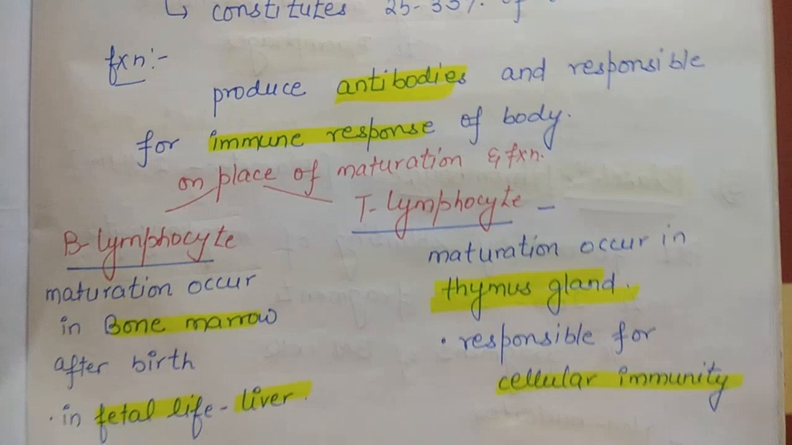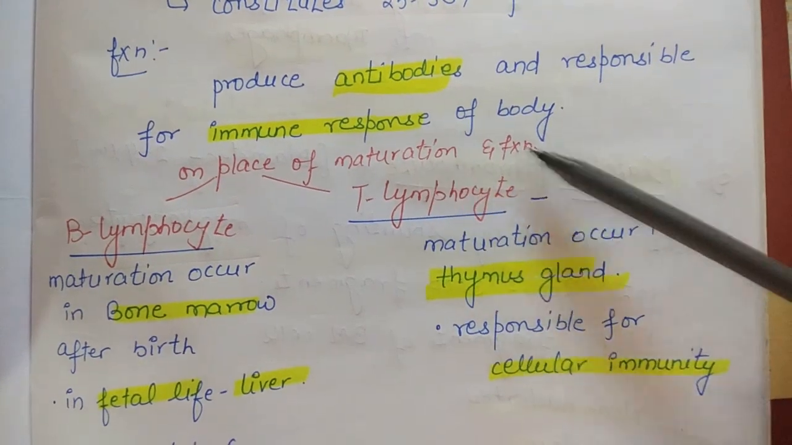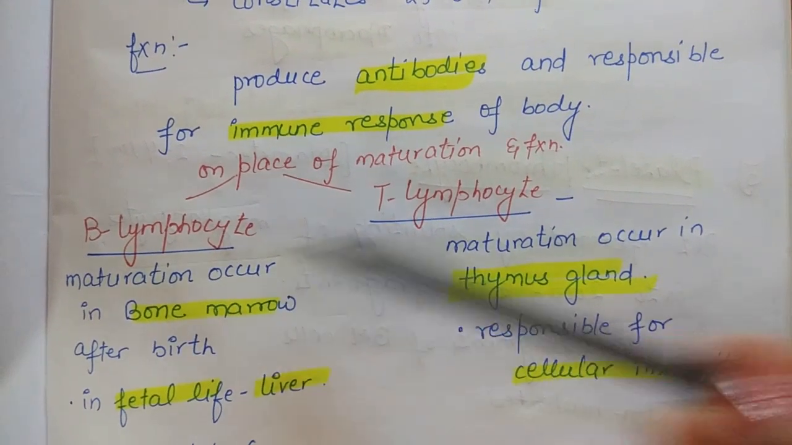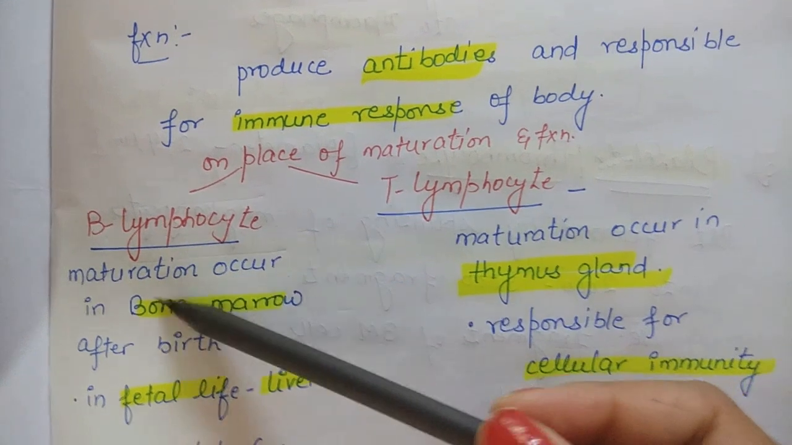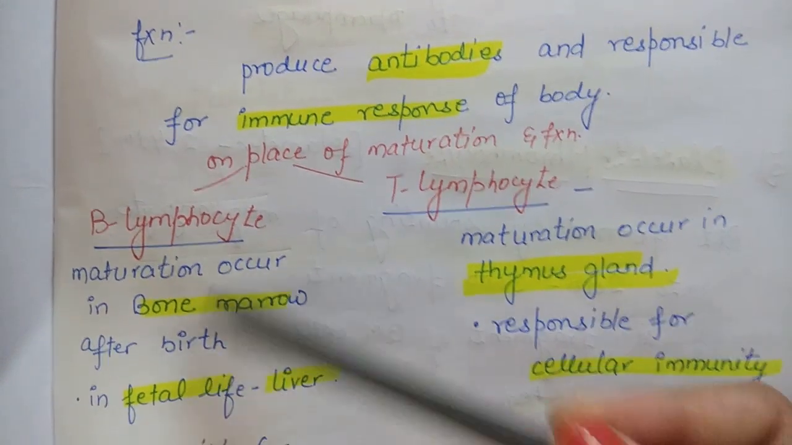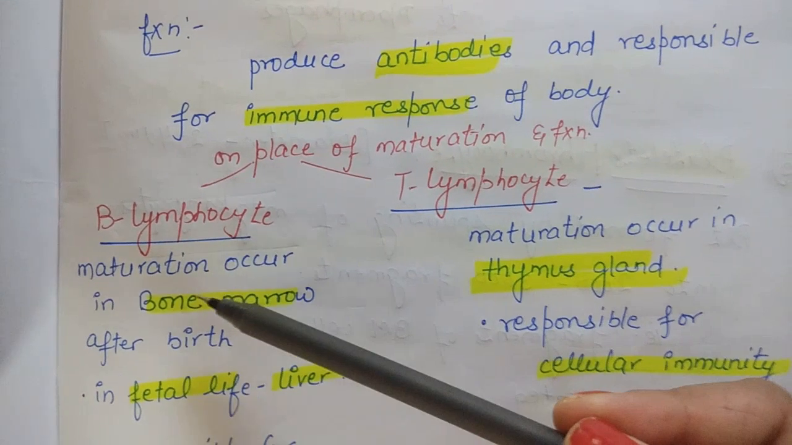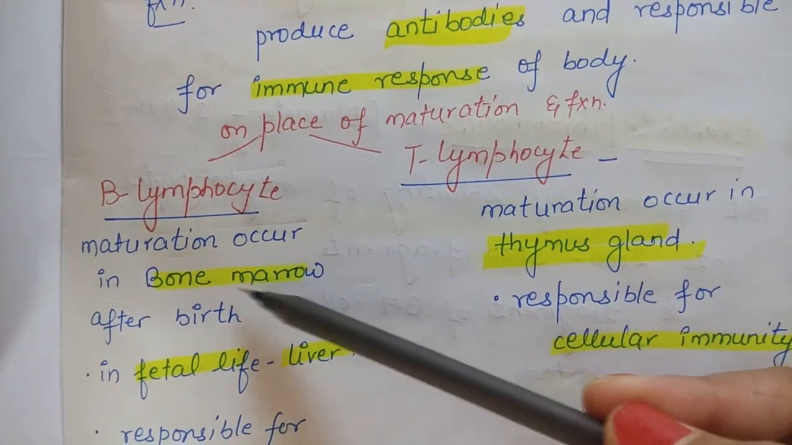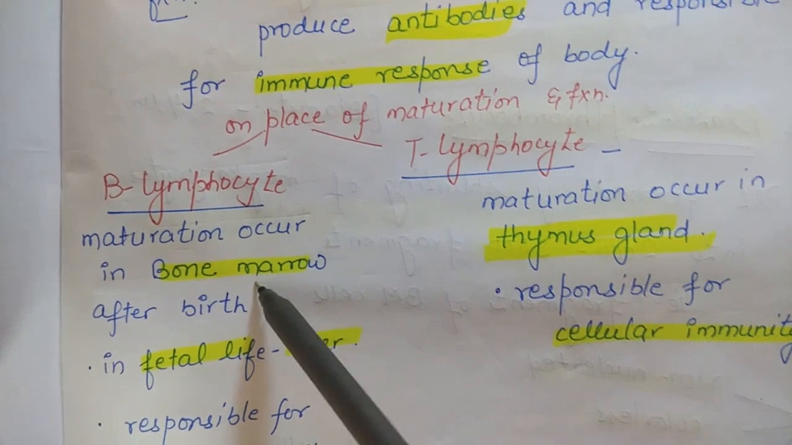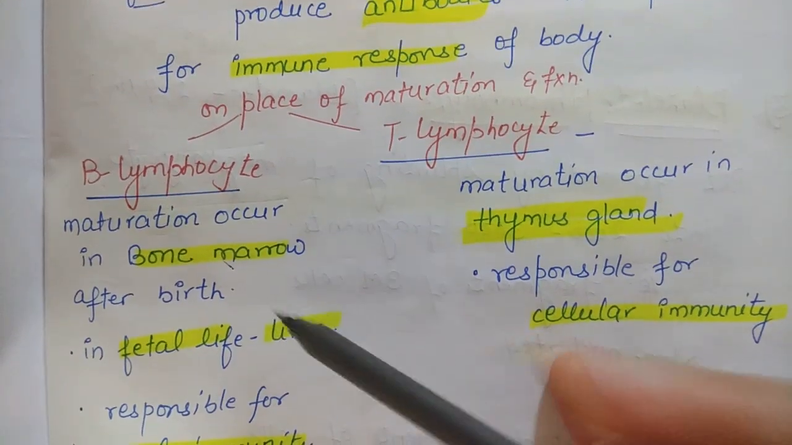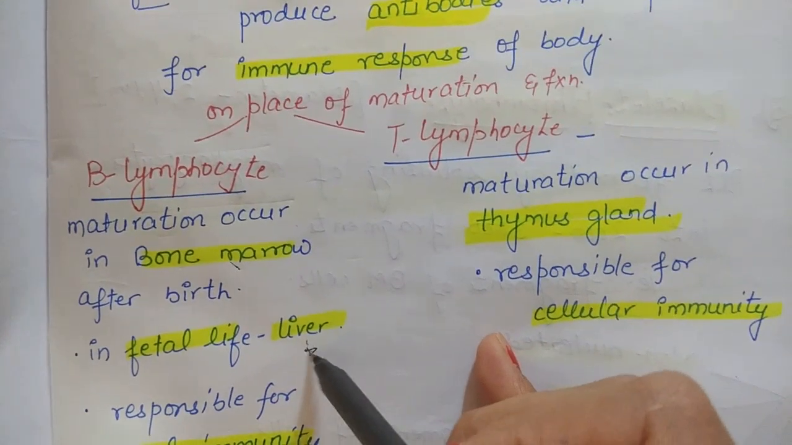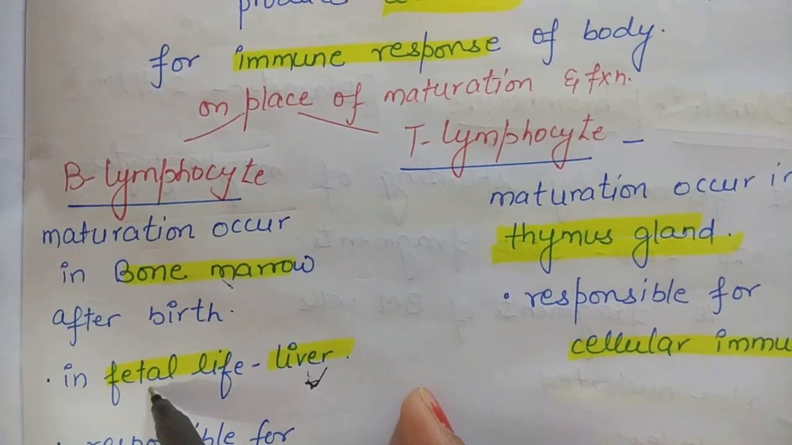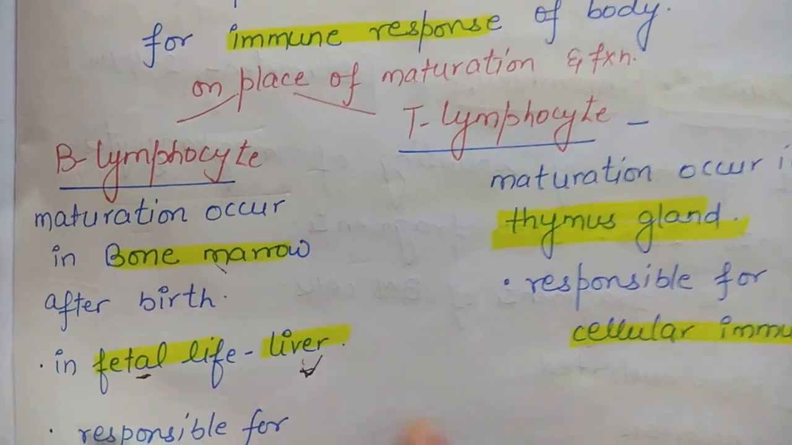Lymphocytes: these are the two types according to maturation and function. One is the B lymphocyte and the other is the T lymphocyte. The maturation and function are different, so that's according to the origin of maturation. Maturation of the B lymphocyte occurs in the bone marrow in an adult person, that means after birth, and during fetal life maturation occurs in the liver. Fetal life means when the mother is pregnant, the period before birth.